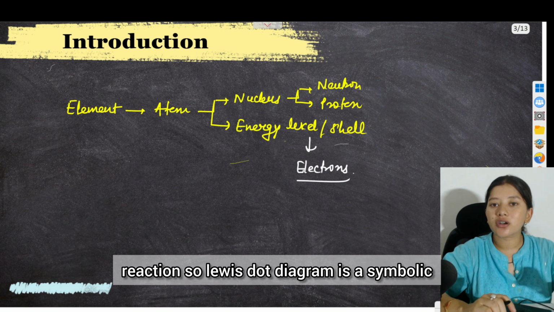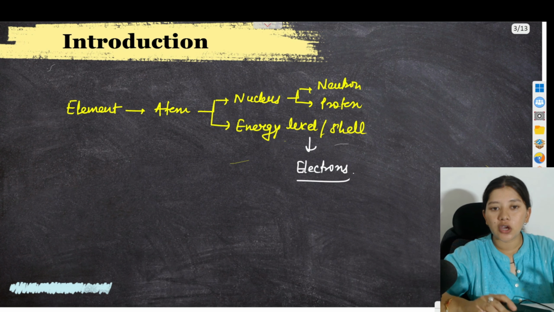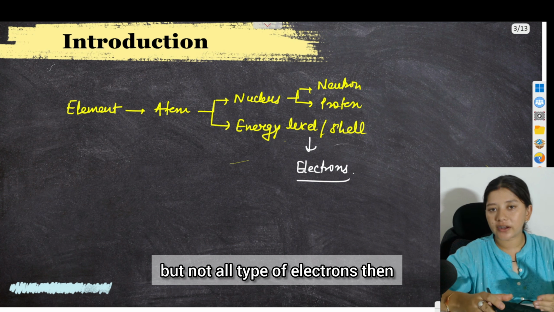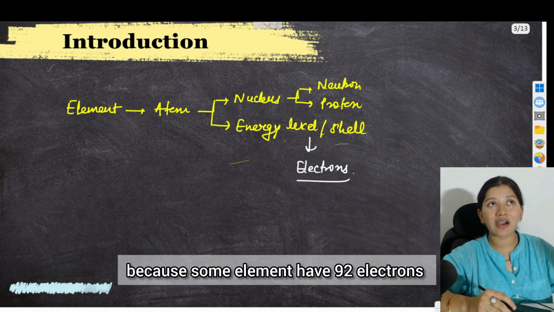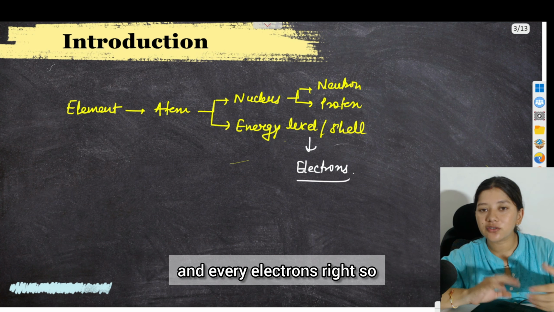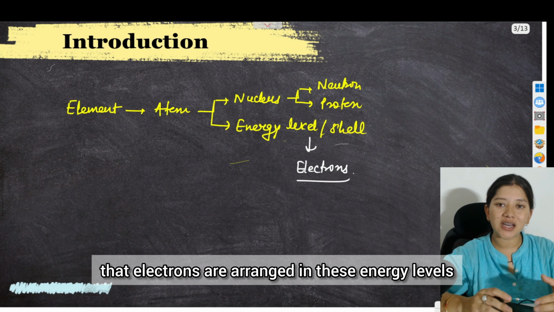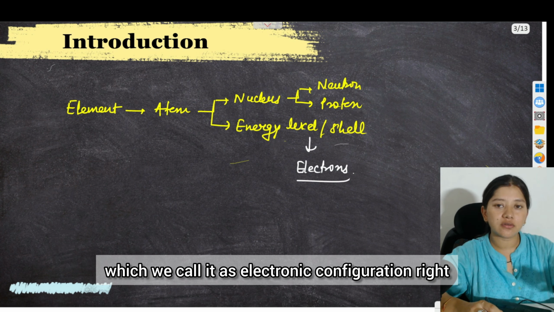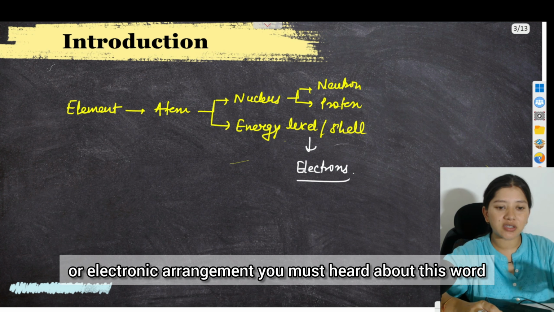So the Lewis dot diagram is a symbolic representation where we will be discussing electrons, but not all types of electrons. Then which electrons are we going to discuss? Because some elements have 92 electrons, we cannot go to each and every electron, right? So what is the criteria for that? You know that electrons are arranged in energy levels, which we call electronic configuration or electronic arrangement. You must have heard this word.